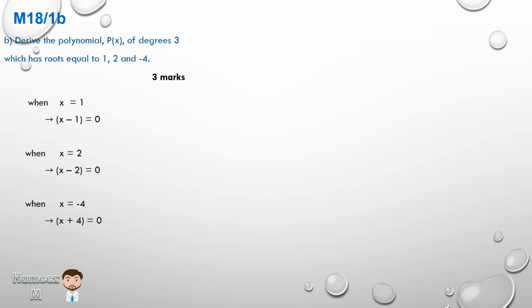Remember, the polynomial has degree 3, which means it's a cubic equation, or x to the power 3. So it will be the multiplication of 3 linear factors. So p of x is equal to x minus 1 times x minus 2 times x plus 4. So we can clearly see that number 1b is dealing with the subtopic of quadratics.